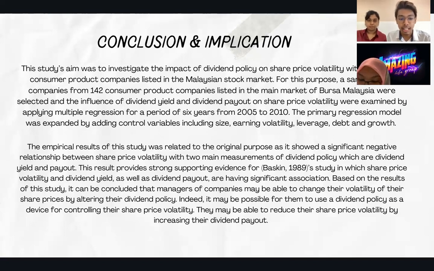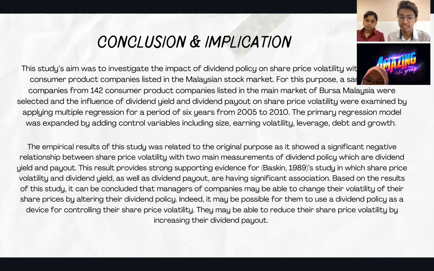The empirical results of the study were related to the original purpose, as it showed a significant negative relationship between share price volatility and the two main measurements of dividend policy, which are dividend yield and payout. This result provides strong supporting evidence for Baskin 1989, in which share price volatility and dividend yield as well as dividend payout are having significant association.